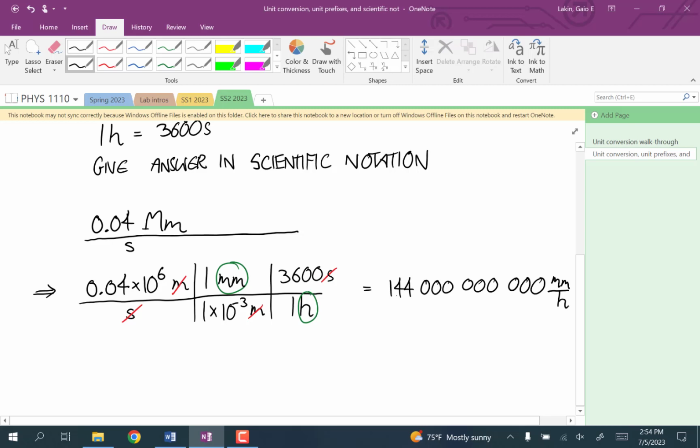And now the last thing we have to do is express this in scientific notation. So pause the video here and see if you can express this in scientific notation. Okay, so to me, the way to do this is we want to move the decimal point. Remember, in scientific notation, you only have one non-zero digit before the decimal point. So here we're moving the decimal point 11 places.